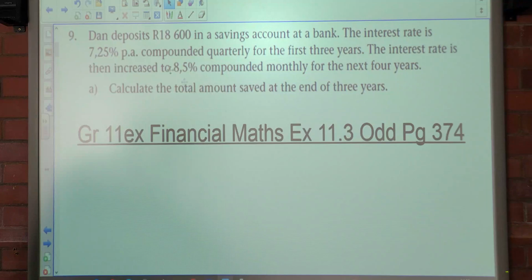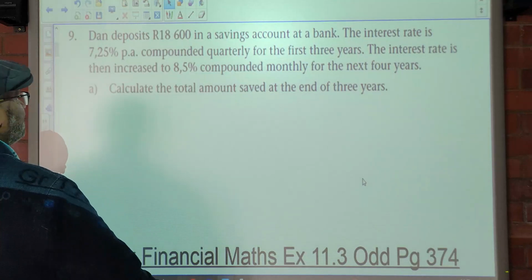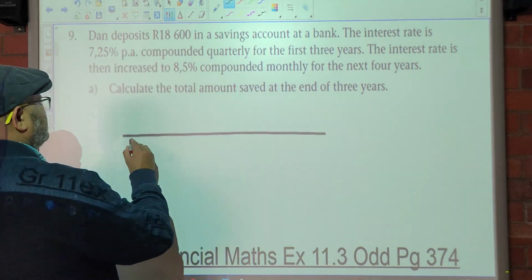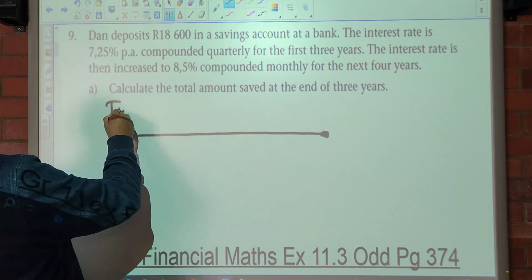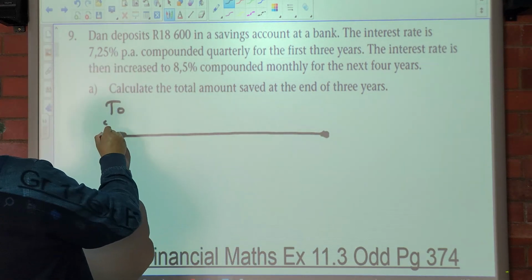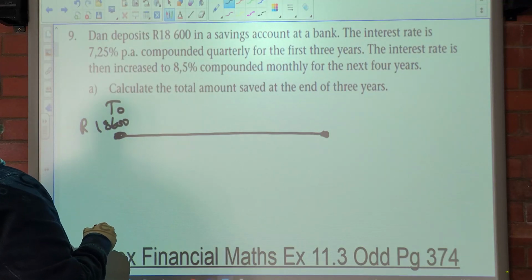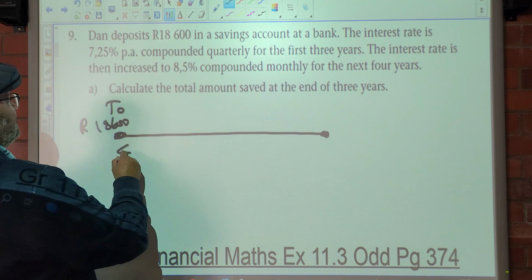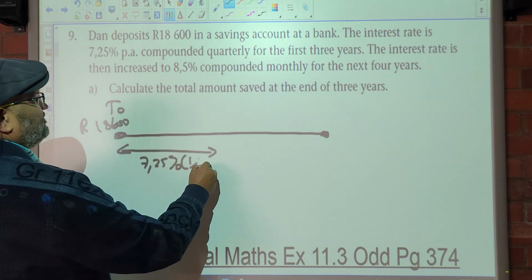Number 9. Dan deposits 18,600 rand in the savings account at the bank. The interest rate is, okay, so timeline. What do we have? At T0 he deposits 18,600 rand. The interest rate is 7.525% per annum compounded quarterly for the first 3 years.